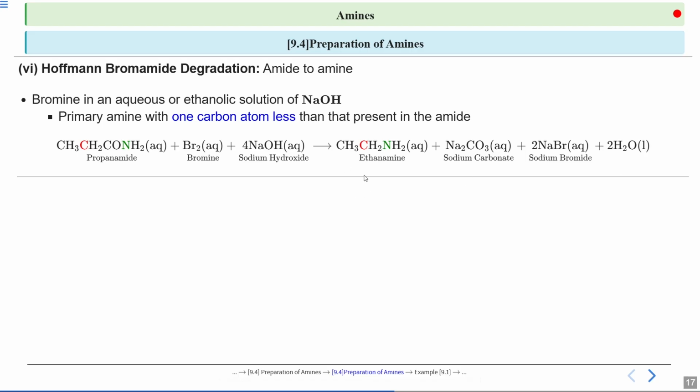If you see, this ethane amine has one less carbon than the starting propane amide. Propane amide has 1, 2, 3 carbon atoms, but this ethane amine has 1 and 2, only 2 carbon atoms. So ethane amine has 1 carbon less than the starting propane amide. This demonstrates that a carbon is lost in Hofmann degradation.